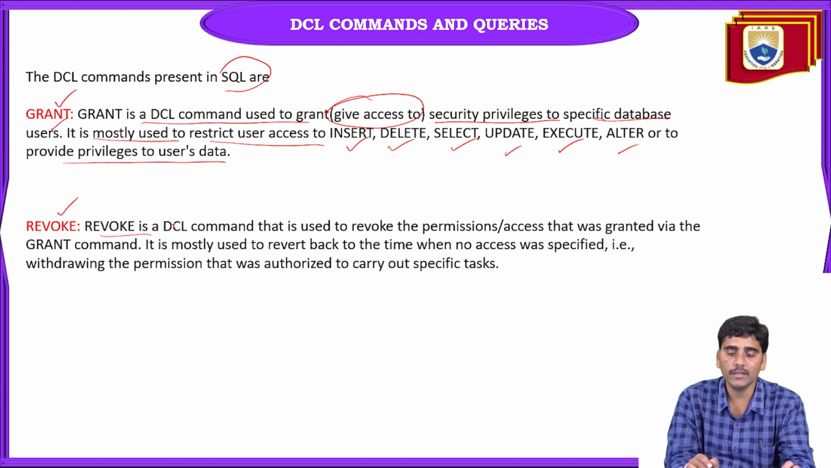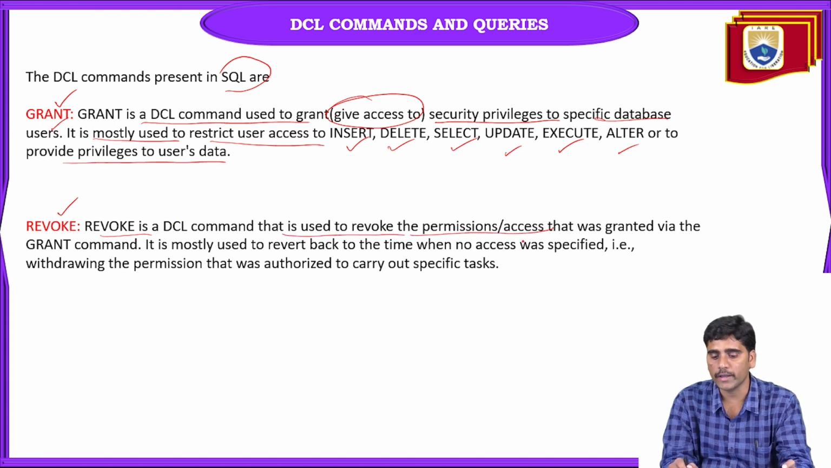And revoke. Revoke is a DCL command that is used to revoke the permissions or access. So whatever permissions or access we have given to particular users to perform DML operations, they are granted.